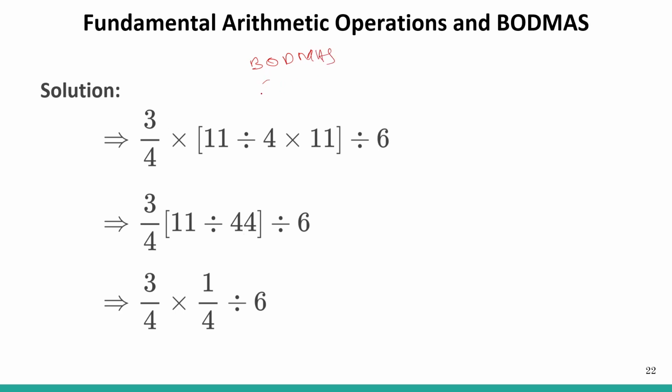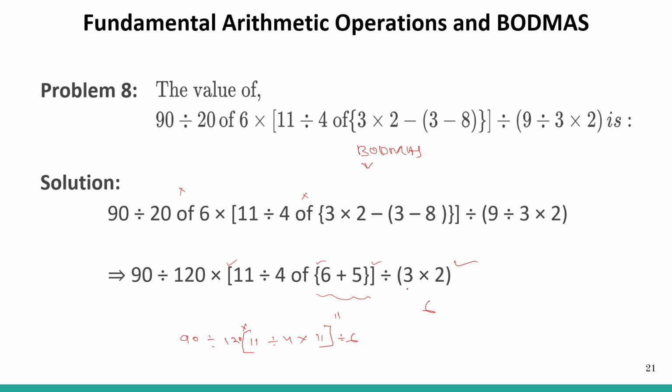So the brackets are done, as you can see. Next is O, that is exponents or powers, but there are none, so we go for divisions. 11 divided by 4, 90 divided by 120. These are the terms that come first. So this will be equal to 90 by 120 into 11 divided by 4 into 11, then this divided by 6. So what we are left with is 3 by 4 into 11 square, which is 121 by 4, whole by 6.